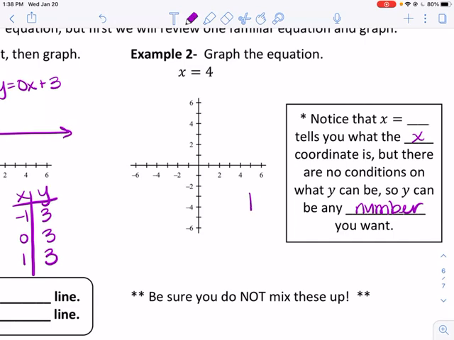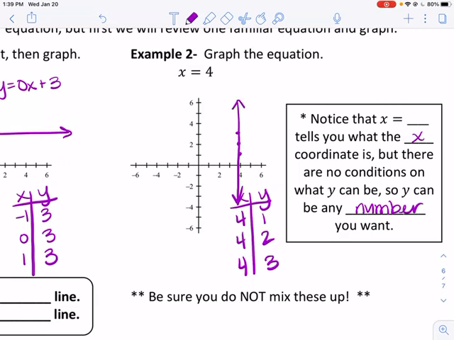And let's demo this by making a table. We're going to make all our x's be 4's and then just choose some numbers for y. When I graph (4, 1), I go 4 along the x-axis and then 1 up, then 4 and 2 up, and then 4 and 3 up. Okay, so this is going to be a straight line up and down.